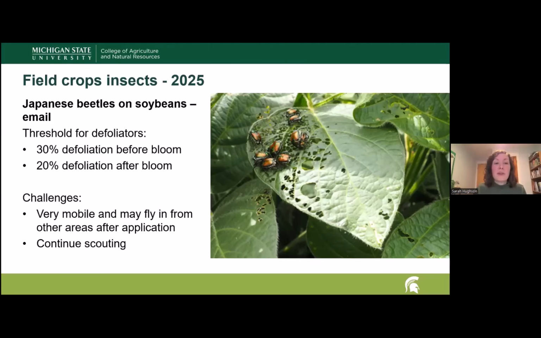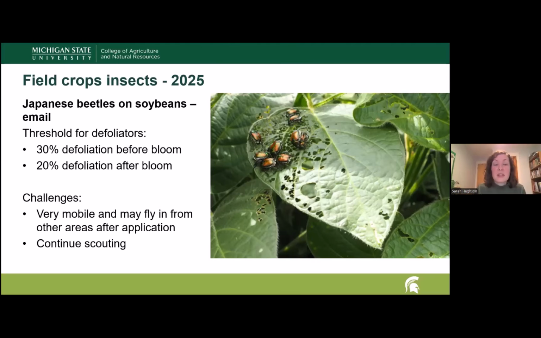Now, if you have 30% defoliation before bloom, you can treat. And if you have 20% defoliation after bloom, so this would be the period of pod fill for those beans, then you can treat. Now, we have some challenges with our Japanese beetles.